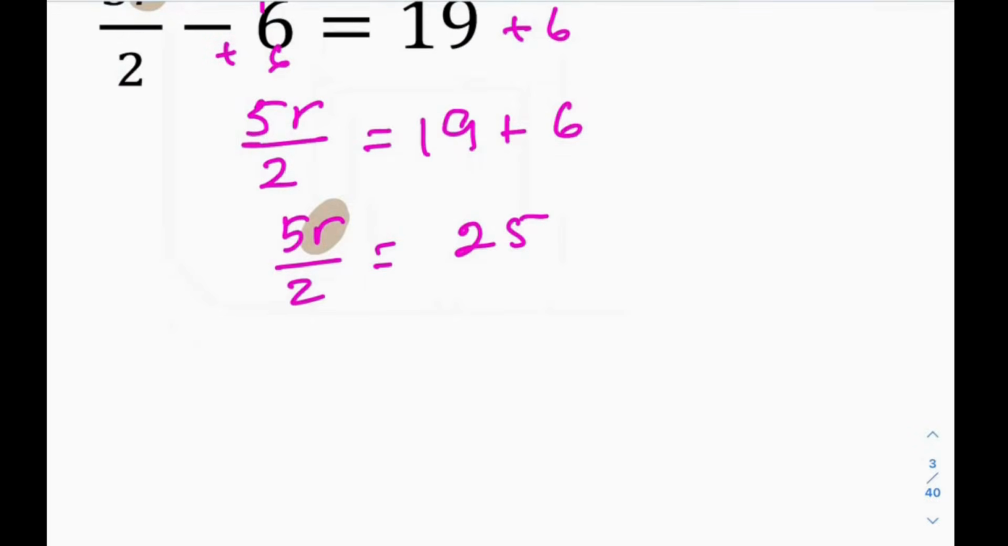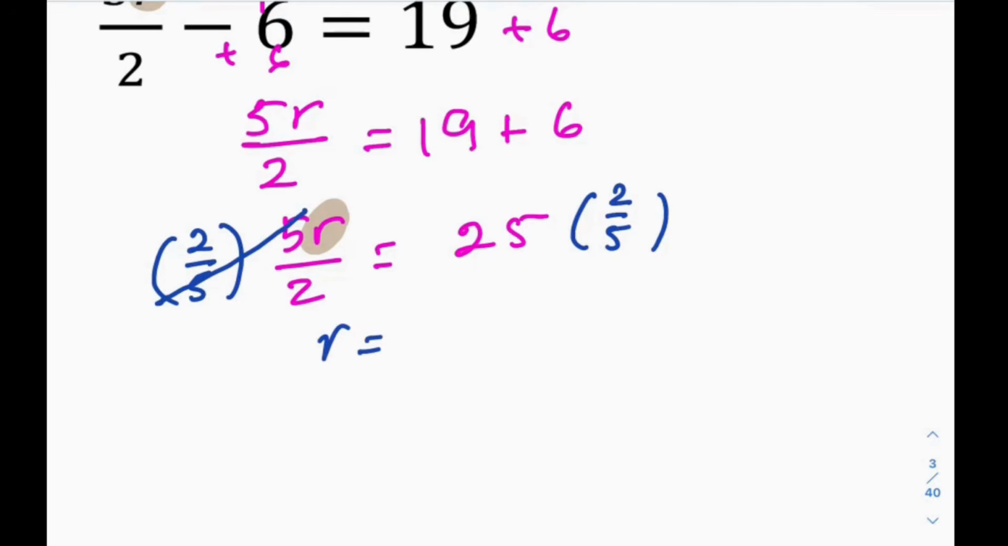Either you multiply by 2, then divide by 5. But we prefer to do it in one step by multiplying both sides by the reciprocal, مقلوب الرقم. So you get rid of this and you end up with only the variable. And when you multiply this, it becomes 10.